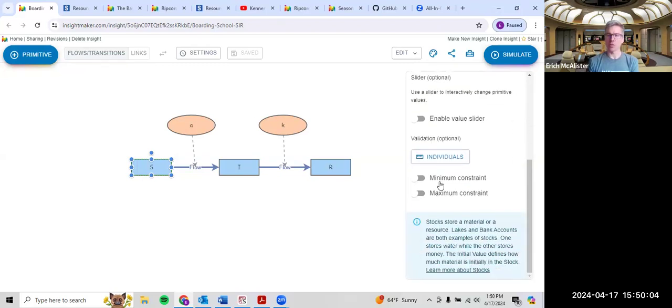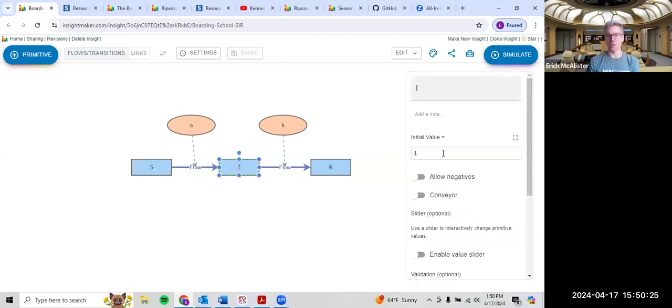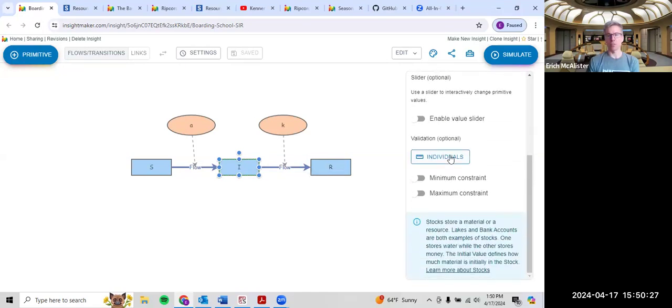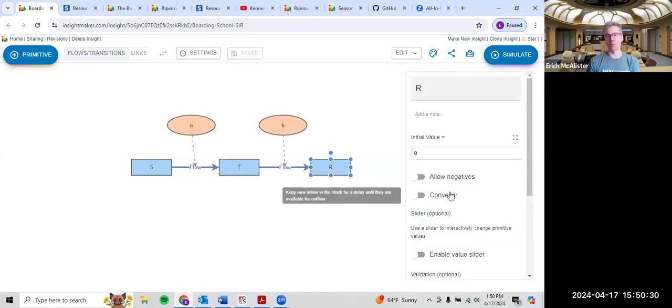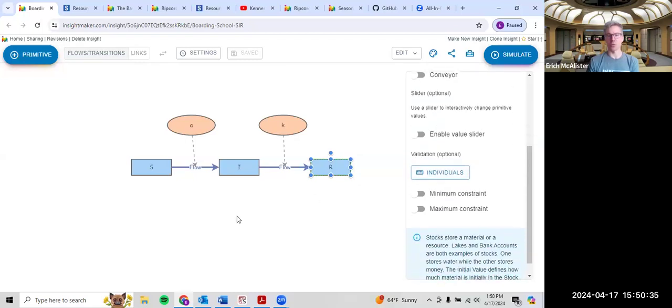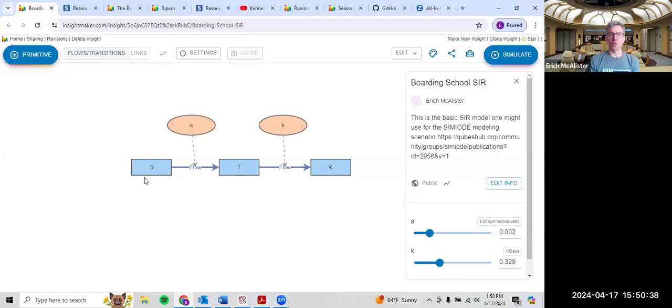Scrolling down here, under validation, you can choose units. Everything in Insightmaker, you can assign a unit to. In this case, individuals is a common unit to use in Insightmaker. So for I, the initial value was 1. The units are individuals. R, nobody's recovered yet. The initial value was 0. Units are individuals. So those are our stocks.